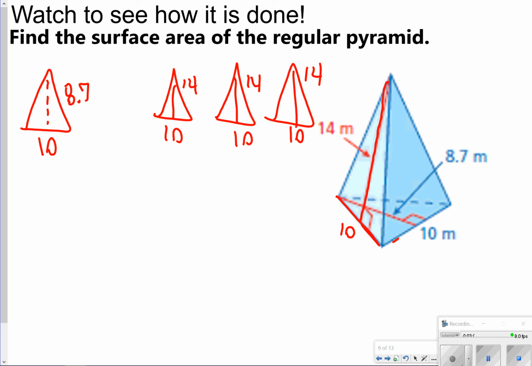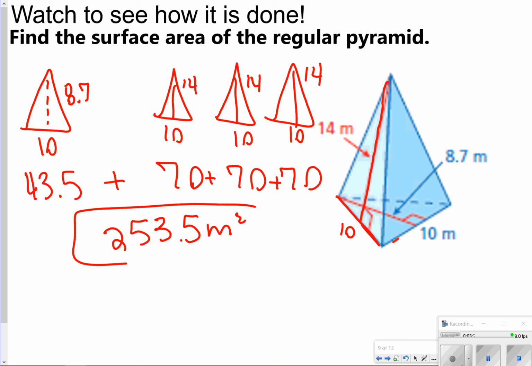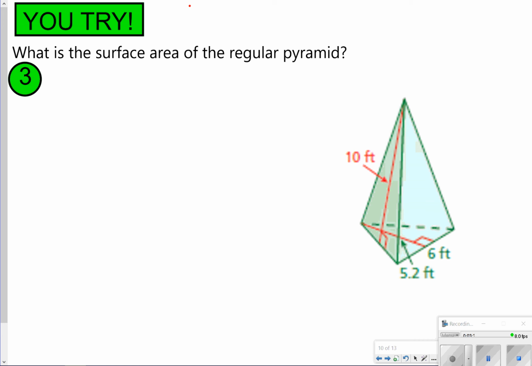Okay, and then you just find the area of each. 10 times 8.7 divided by 2 is going to be 43.5. And then all these 10 by 14 divided by 2 are going to give us 70s. So 3 sets of 70. And then I'm going to add that to my 43.5. That is going to give me 253.5 meters squared. Okay? So here's the next one in your notes you're going to try. This is number 3. Let's go ahead and pause the video right now. Try it, and once you're done, click play to check your work.